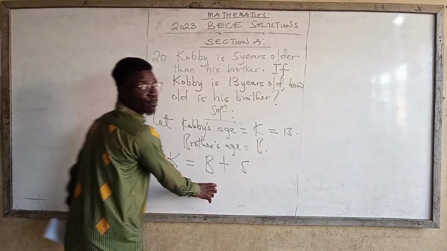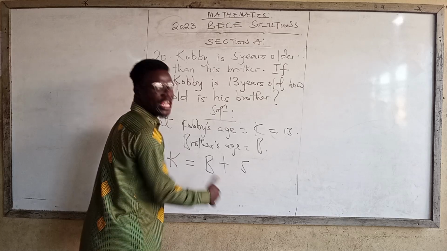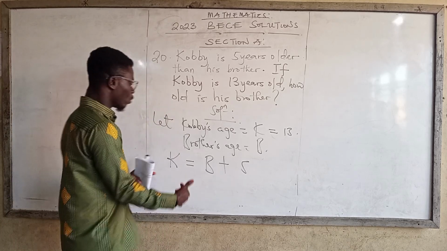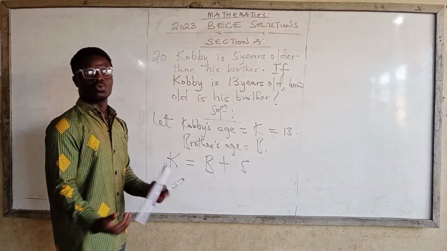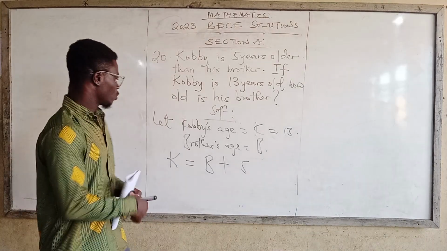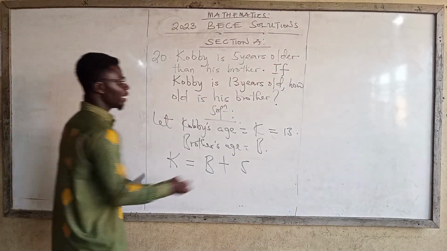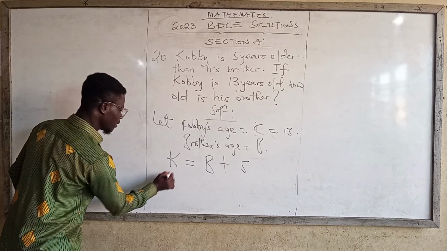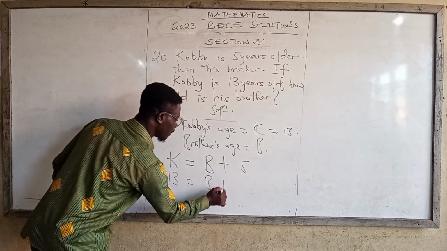Now, this is the relationship, or that's the equation connecting what? Kobe's age to what? The brother's age. So now, they've given us that Kobe is what? 13 years. So 13 equals B plus 5.